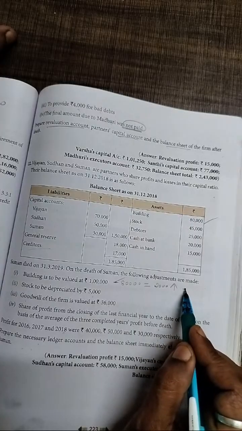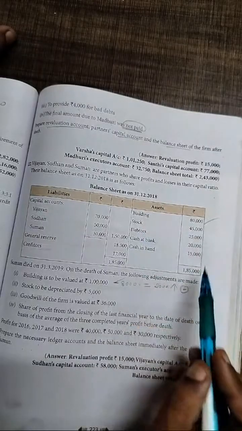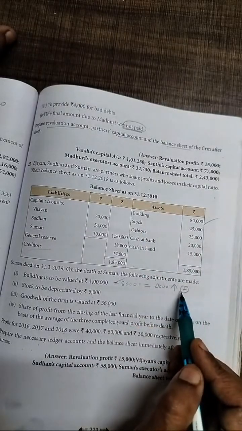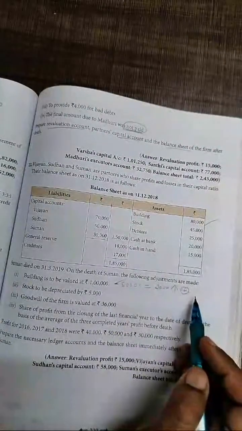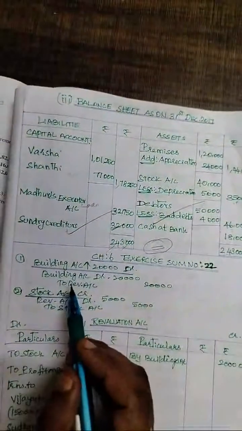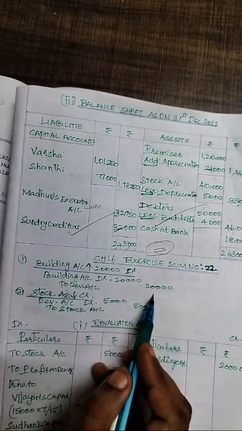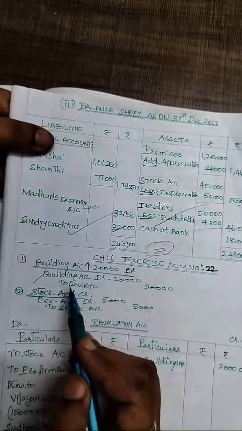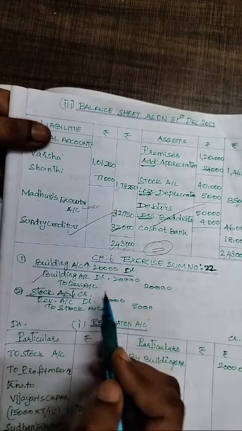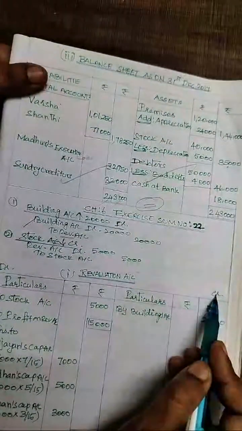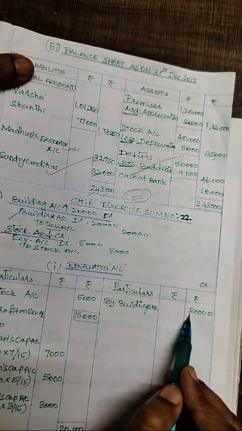If the building value increases, it will be added to the previous year's building on the asset side of the balance sheet. Whenever the building value increases, it is to be debited. So building account 20,000 rupees to revaluation account 20,000 rupees. Let's take this transaction. Where does the revaluation account appear? The revaluation account appears on the credit side. So you go to the credit side of the revaluation account and enter the opposite account, that is the building account. By building account, 20,000 rupees entered.